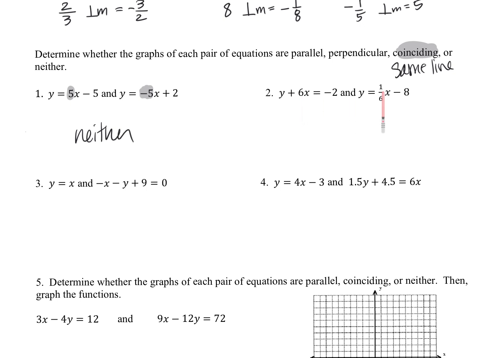How about this one? We ready to say what these two are? Do I know what the slope of this one is yet? You only know it once that y is by itself, right? So let's go get that y by itself. Y would equal, you got it. What about this slope? And what about this slope? Same? Opposite reciprocals?